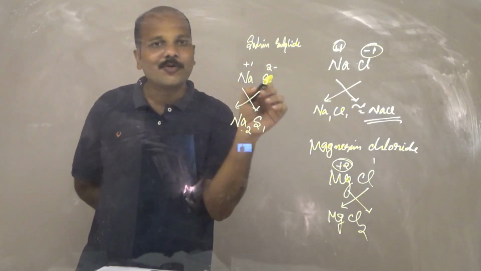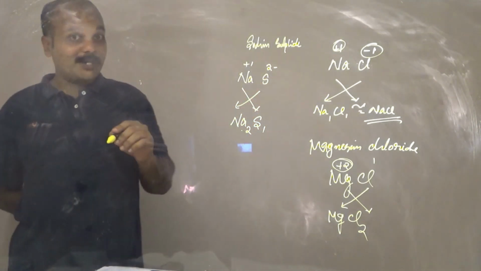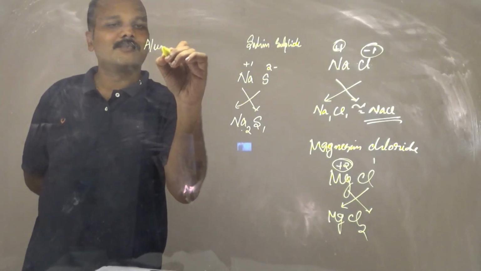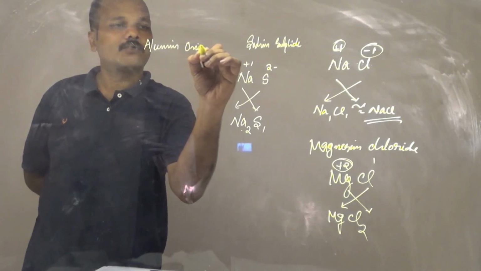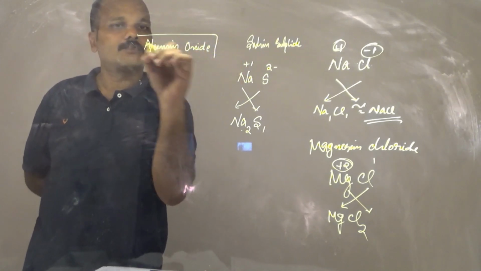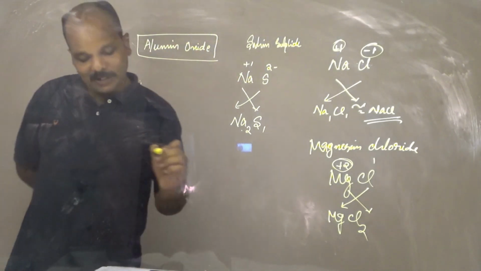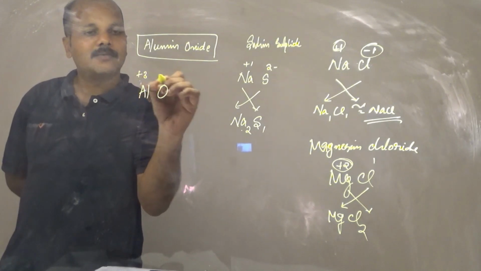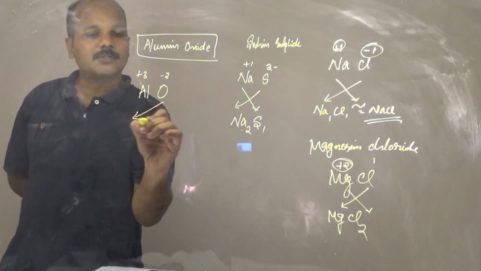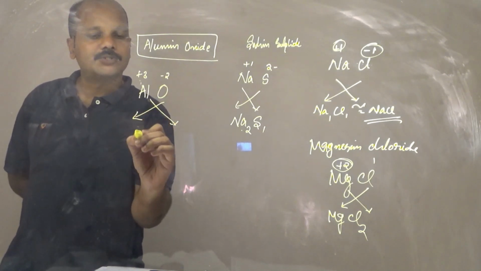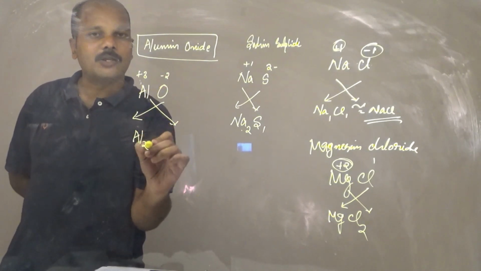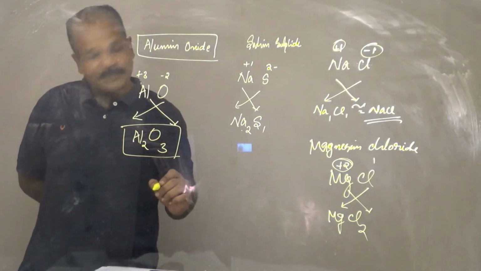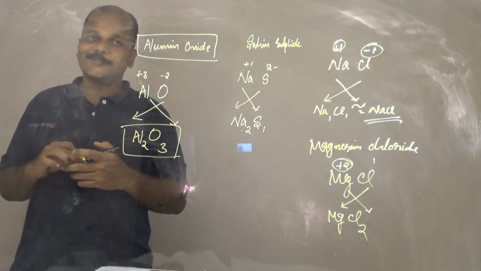Now let it be aluminium oxide. How will the formula of aluminium oxide be? Al is +3 and oxygen is -2. You can just reverse it, so the 2 is supposed to come below aluminium and the 3 below oxygen. So Al2O3. This is how the formulas of compounds are written.